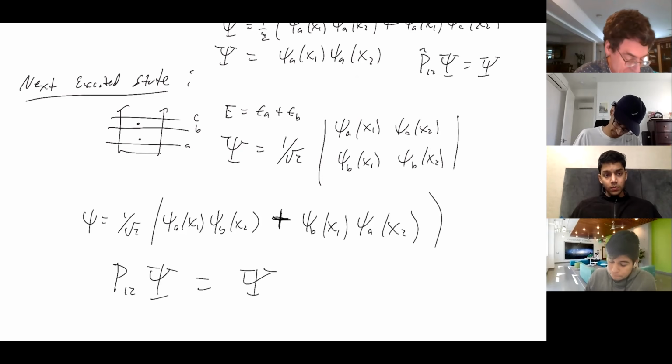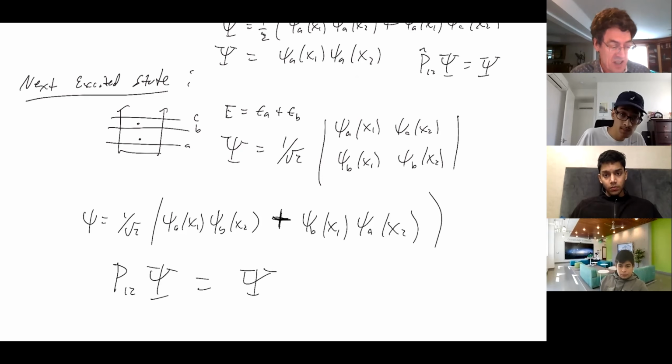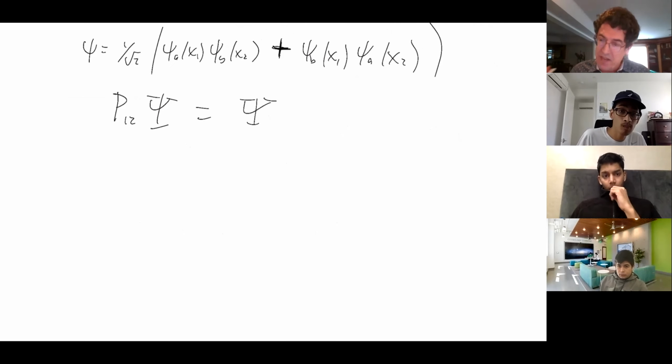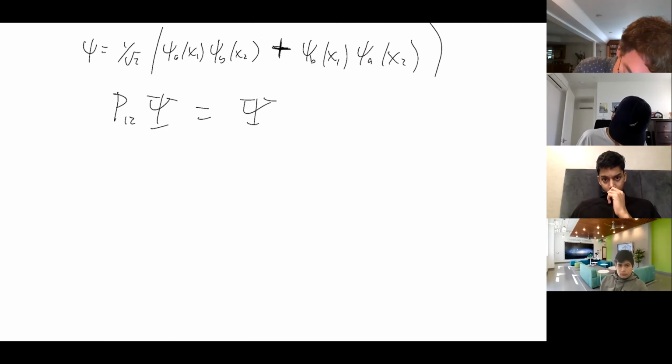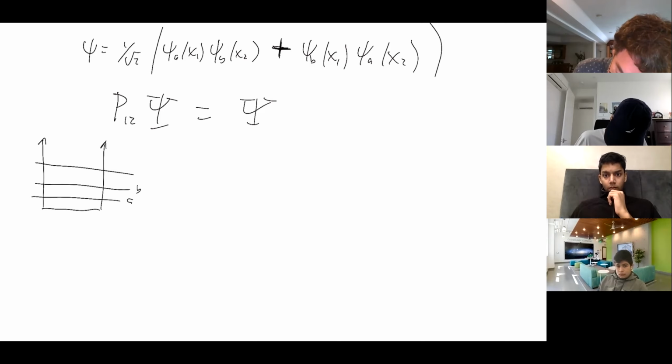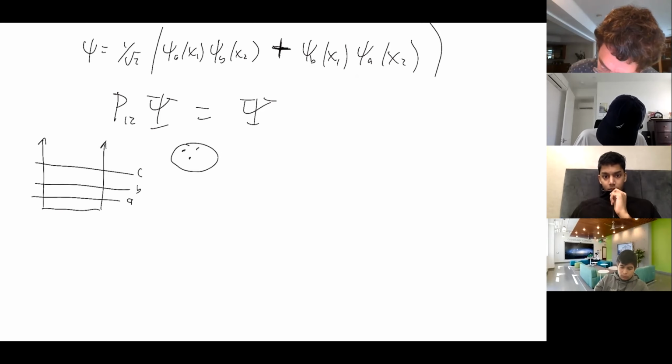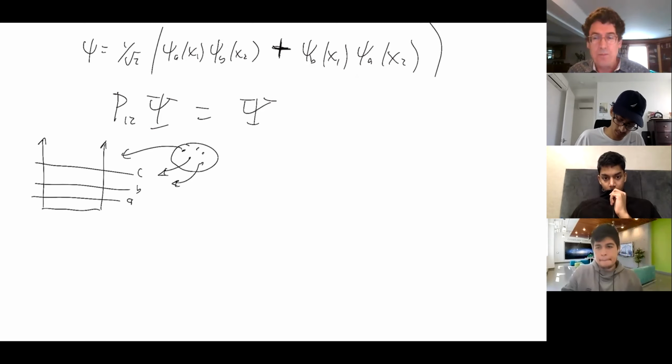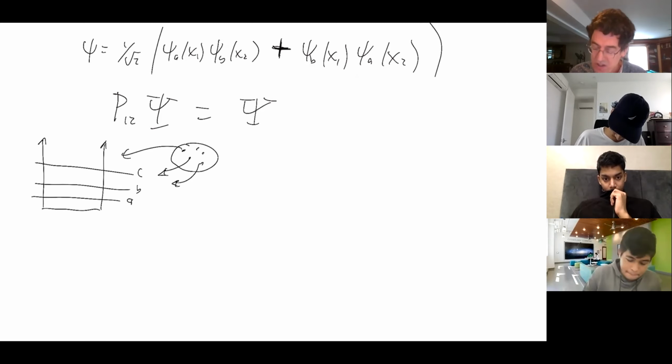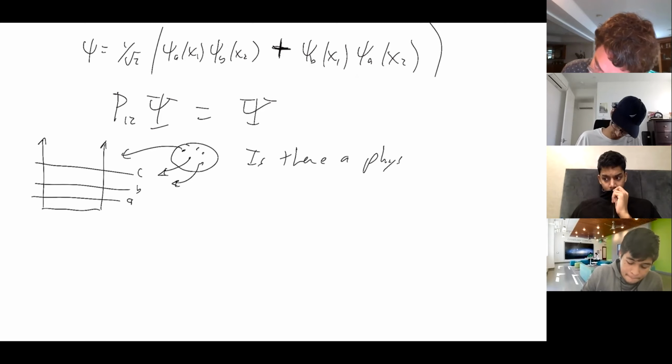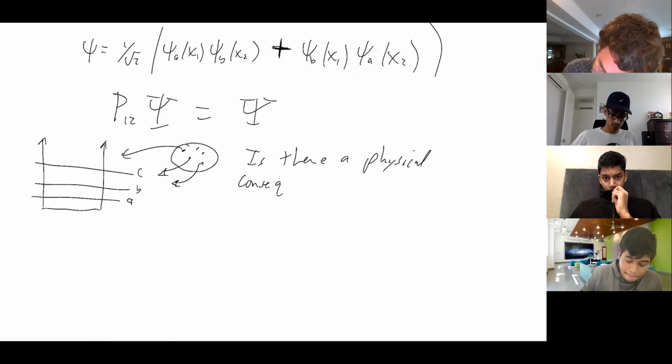And so now what we're going to do is let's ask ourselves a new question. Because, see, here's the thing, check it out. All we did was we have the same states, A, B, C, and we're just occupying them. If we have a system of a bunch of particles, we're just throwing them into the box, right? And so let's ask ourselves, is there a physical consequence to symmetrization?